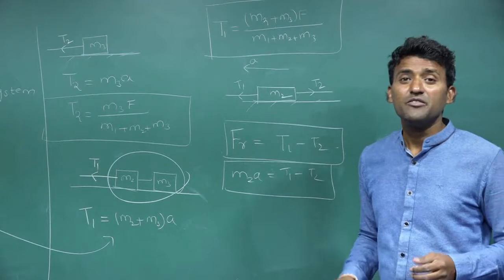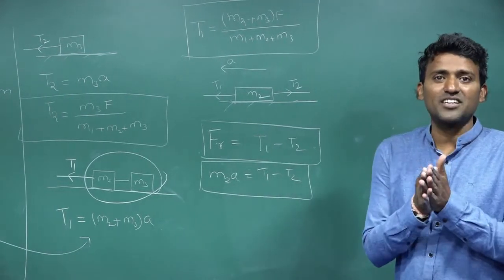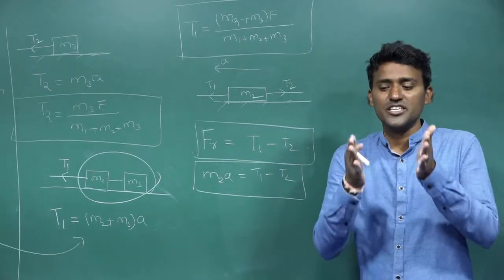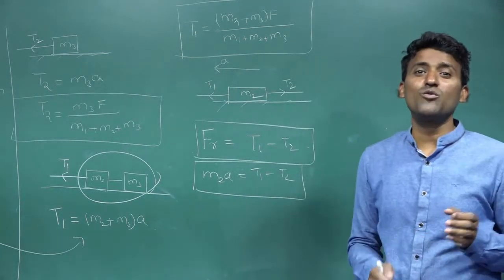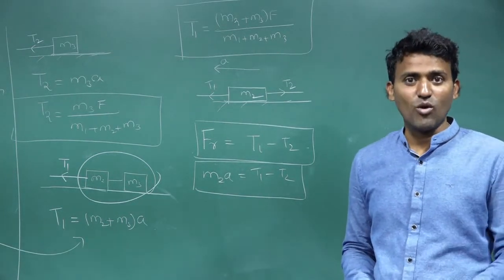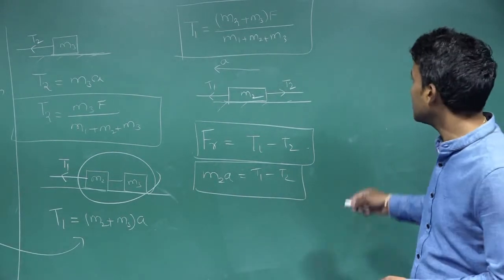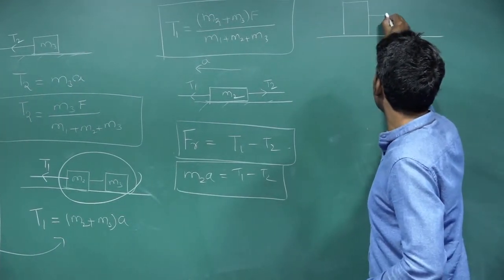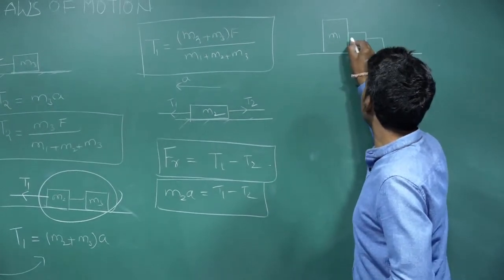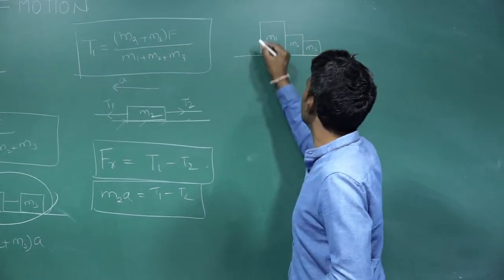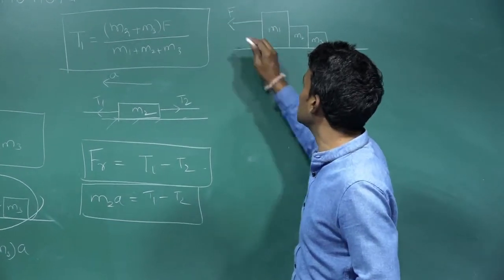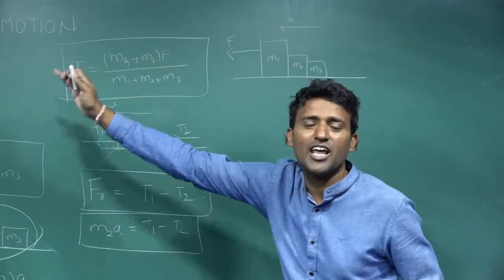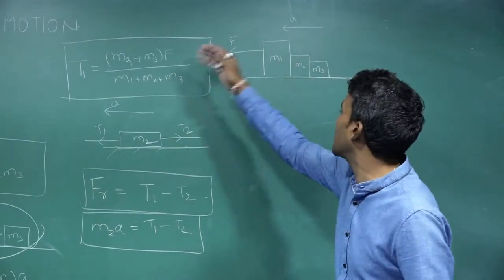Then after, if the two bodies are in contact with each other without tension, without a string, in contact like this, what is the normal force and what is the acceleration of the system? We have to calculate. See here, again I am taking three blocks: one block, second block, third block, with masses M1, M2, M3. Now force is acting along this direction, and acceleration is along this. All blocks are moving along this direction.